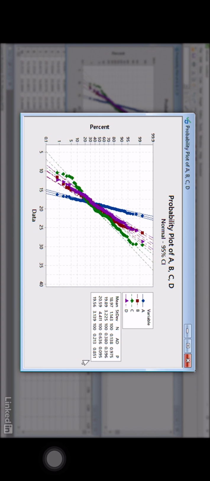Remember, for this test, a high p-value, higher than 0.05, means the data is normal. As you can see here, all the p-values are higher than 0.05. Therefore, all 4 groups have normal data. This is supported by the chart, which shows that the dots are pretty close to the respective lines. If it was perfectly normal, the dots would be on the lines.